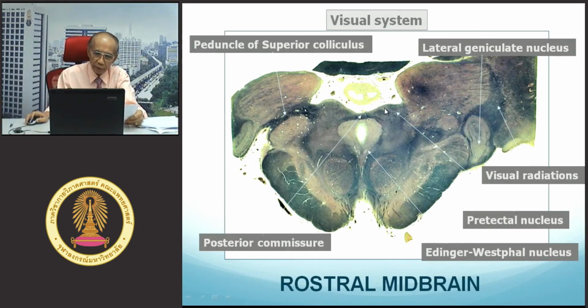which is concerned with the light reflex, the posterior commissure, the brachium of superior colliculus, Edinger-Westphal nucleus, the pretectal nucleus, which is concerned with light reflex, and the lateral geniculate nucleus, which sends visual radiation to the visual cortex.